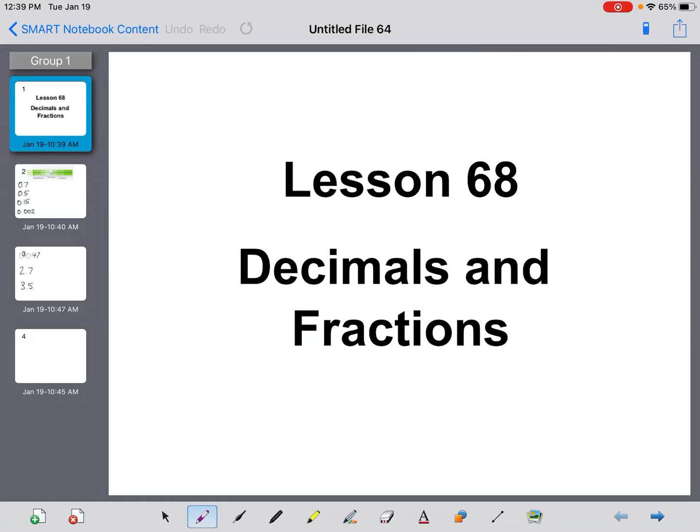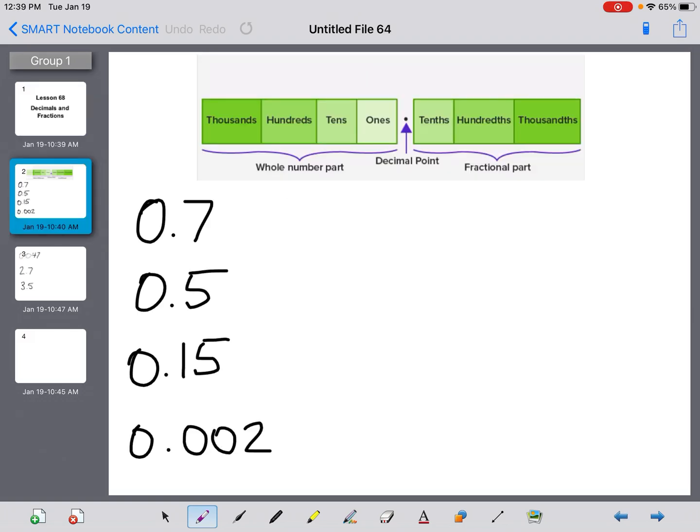Lesson 68, Decimals and Fractions. So the point of today's lesson is to be looking at a decimal and converting it into a fraction. And it's actually relatively simple to do using what we know already about place value and also what we know about fractions. All right, so we got to think back to earlier on at the beginning of the year when we talked about place value.